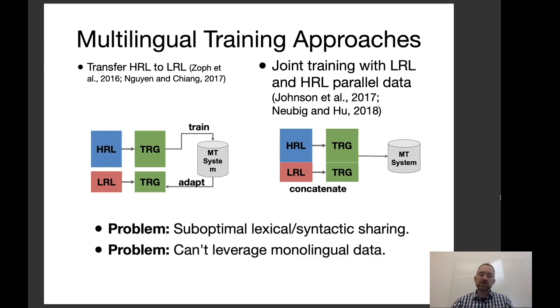However, both of these methods have some issues. The first one is suboptimal lexical or syntactic sharing when the high resource language is different from the low resource language in vocabulary or syntax. Another issue is that these methods cannot trivially leverage monolingual data. The methods that I'm going to be talking about in this particular class are going to be handling these problems.